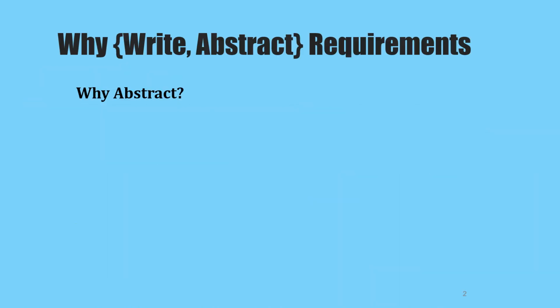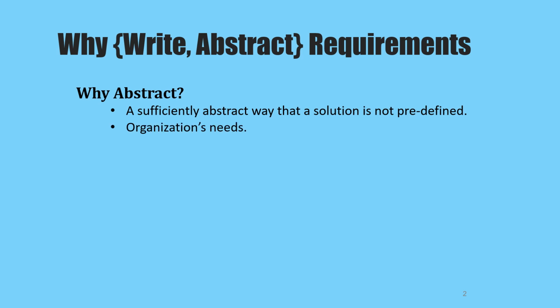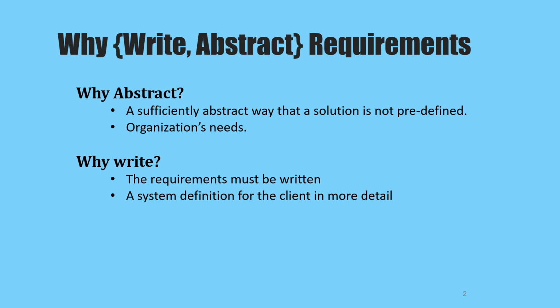Why do we write abstract requirements? If a company wishes to let a contract for a large software development project, it must define its needs in a sufficiently abstract way that a solution is not predefined. There are different ways of meeting the client organization's needs. The requirements must be written so that several contractors can bid for the contract. Once a contract has been awarded, the contractor must write a system definition for the client in more detail. A requirement will be used to validate what the software will do.